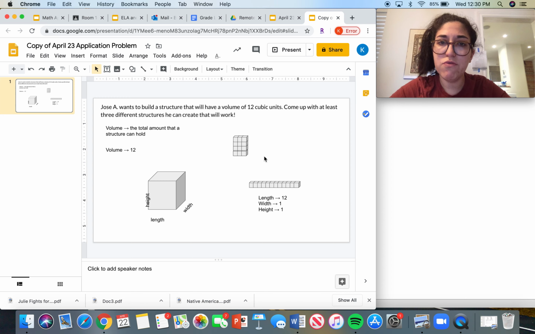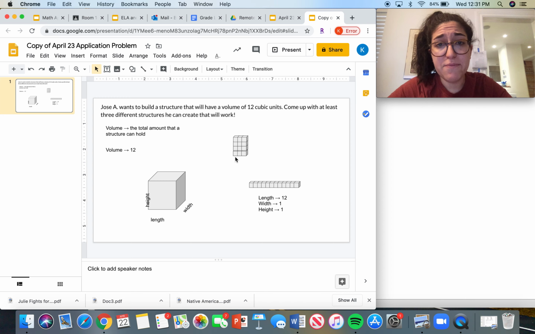Again, I've come up with a volume of 12, but it's a different looking structure because, again, volume has to do with the amount of cubes that can fit into the structure. So in this case, there's 12 cubes that can fit into this. In this case, there's also 12. Yes, they look different, but they have the same volume.